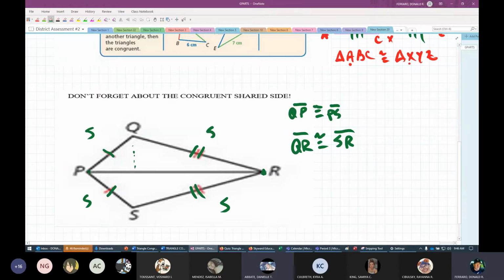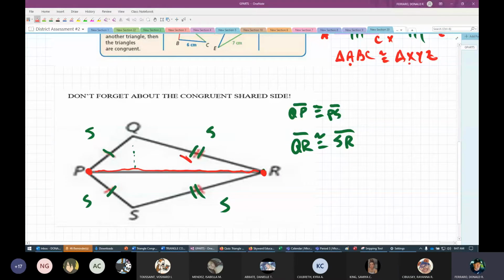Well, what about this? Look at this. I'm going to change colors, and we'll do it with red. This line right here, PR, see this line right here? That is a shared side between both of these triangles, right? Do you think that the measurement of this side PR, shared by both, is congruent? Do you think that's the same? Rihanna, what do you think? It is PR? Yeah, okay. Yeah, I was going to say that because it was the only line in the middle, and it's shared by both, right?